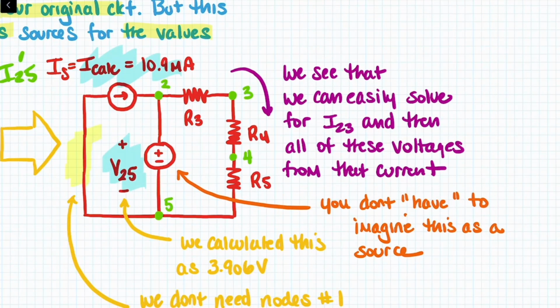So what we can see is that given the information we know, we can easily solve for I23 and then all of the voltages along that path given the information that we know. So this is I23 right here. It's the current that flows along this whole secondary path. We already know what V25 is because we calculated that as 3.906 volts. And we really don't need to use anything associated with nodes 1 and 6 anymore, so that's the reason why they are left off.